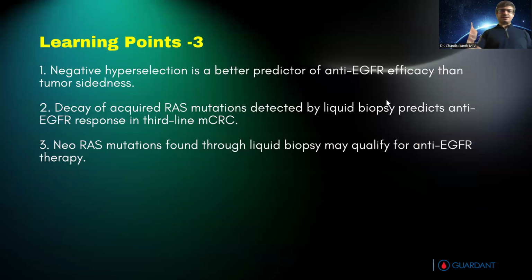Learning point number 3. Negative hyperselection is a better predictor for anti-EGFR efficacy than tumor sidedness. Decay of acquired RAS mutations detected by liquid biopsy predicts anti-EGFR response in third-line metastatic colorectal cancer. New RAS mutations found in liquid biopsy may qualify for anti-EGFR therapy.